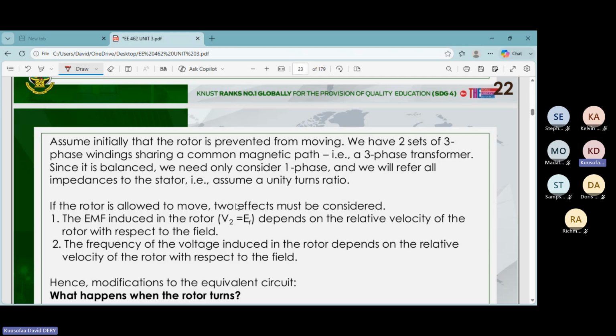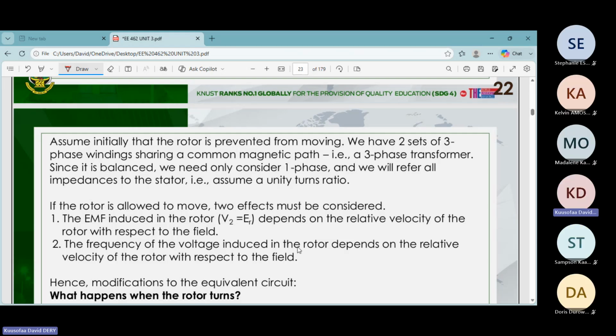So if the rotor is allowed to move, two effects must be considered. The first one is that the EMF induced in the rotor depends on the relative velocity of the rotor with respect to the field, that is, the relative velocity between the rotor and the stator field. That will tell us the magnitude of EMF induced in the rotor. And the frequency of the voltage produced in the rotor also depends on the relative velocity of the rotor with respect to the flux.